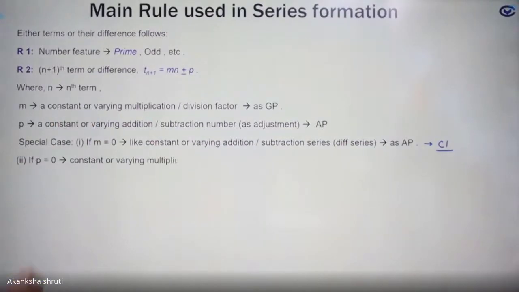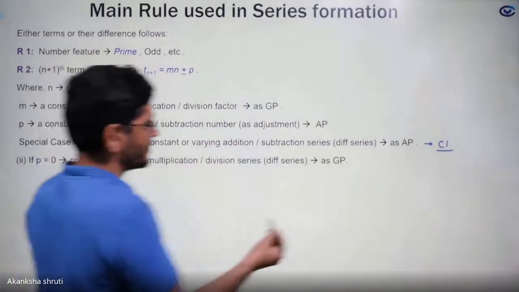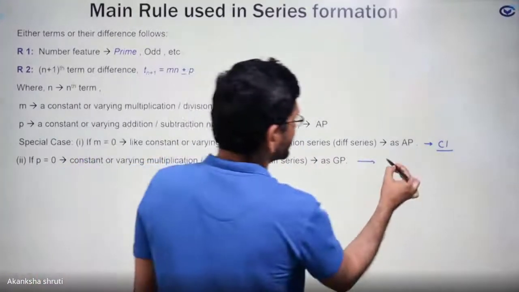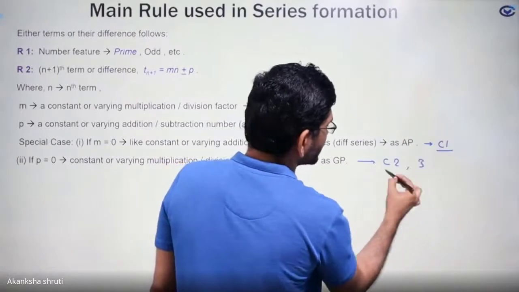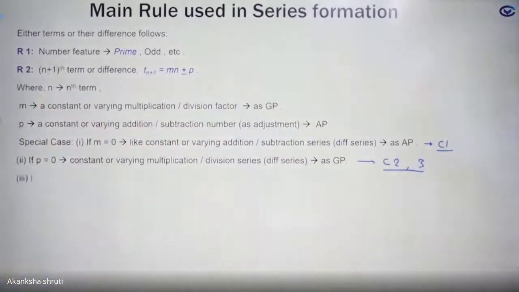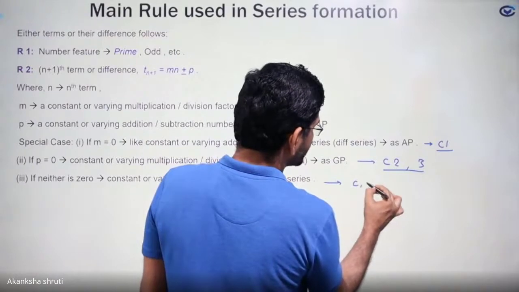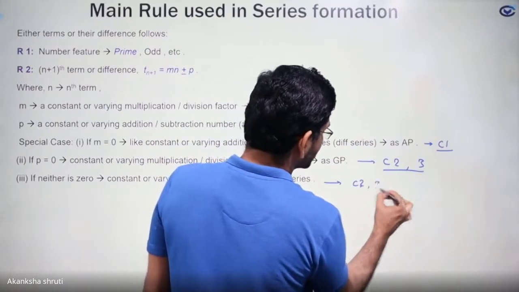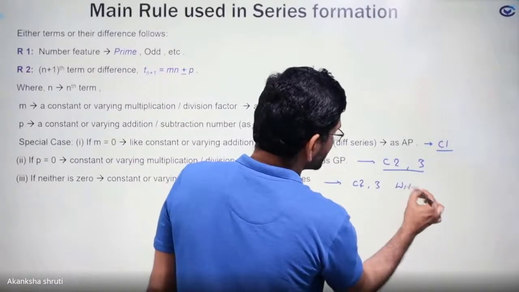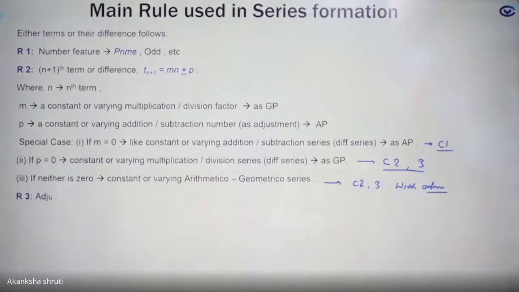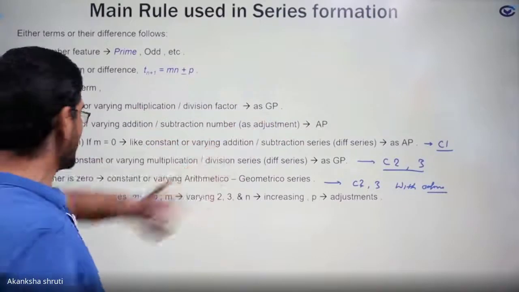Students, if p is 0 and multiplied by some factor, then it is our category 2 and 3 that we had written previously. Students, if neither one is 0, then it is with adjustment, meaning category 2 and 3 with adjustment, something has to be added. That is enough. So this way, the above thing is summarized here.